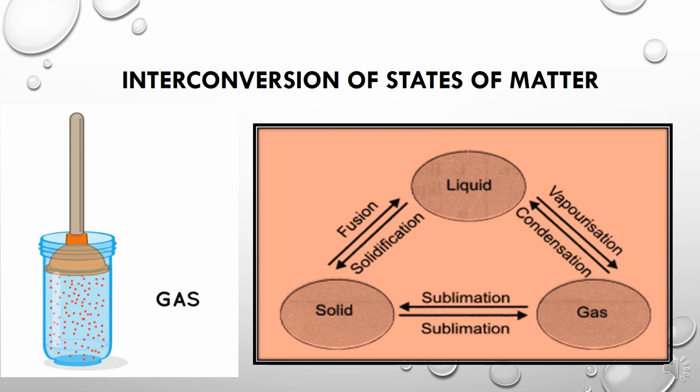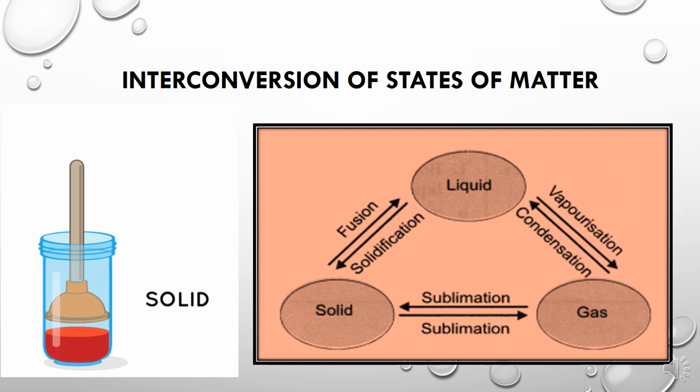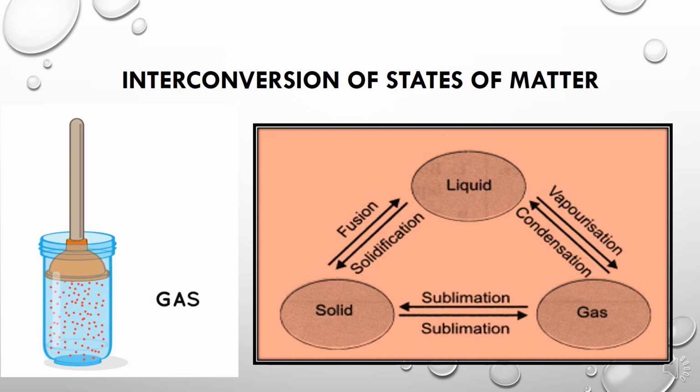a look at this diagram where solid, when it converts into liquid, the process is called fusion. When liquid converts into gas, the process is called boiling or vaporization. When a gas directly converts into a solid, then it is called sublimation. And when a liquid converts into a solid, the process is called freezing or solidification.